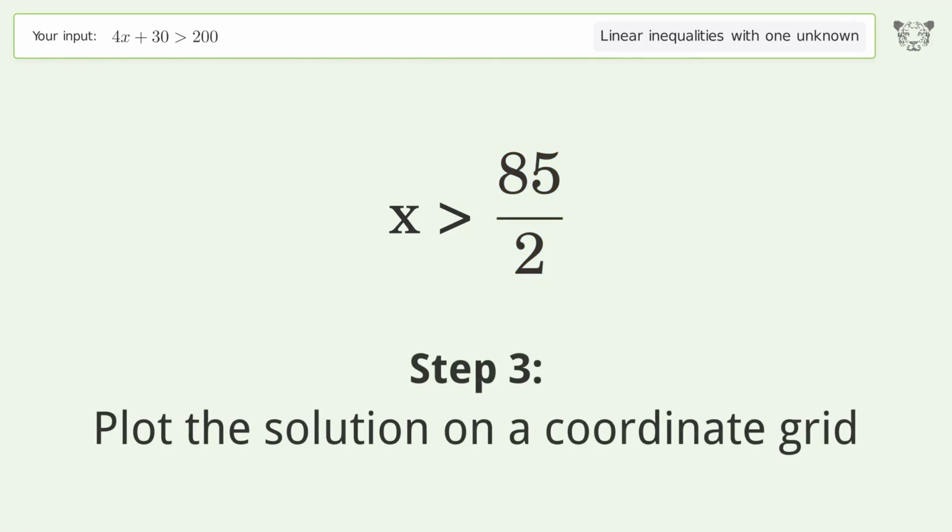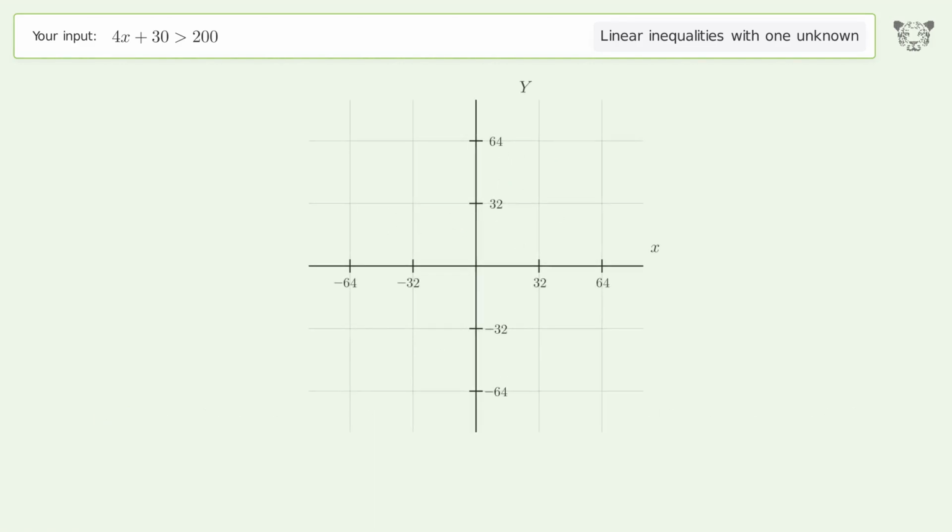Plot the solution on a coordinate grid. And so the final result is x greater than 85 over 2 greater than 421 over 2.